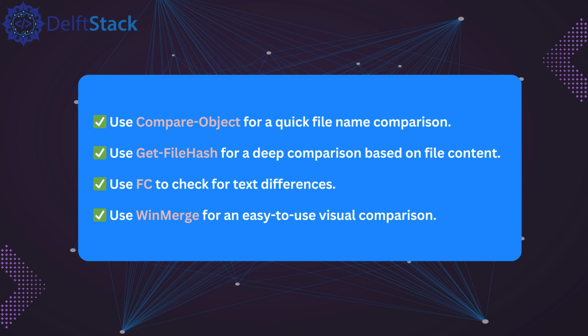So which one should you use? If you only need to check for missing or extra files, Compare-Object is the fastest. If you want to check file integrity, Get-FileHash is the best choice. If you work with text-based files, fc gets the job done. And if you prefer a visual tool, WinMerge is the easiest to use. Pick the method that fits your needs. And that's it. Now you know how to compare folders like a pro in PowerShell.